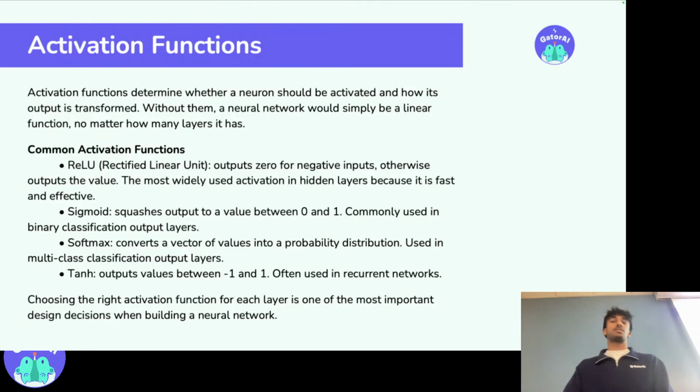So tanh, also the hyperbolic tangent, outputs values between -1 and 1. It's pretty less common for feed-forward networks today, but it's still used in recurrent architectures. One thing I would let y'all take from the slide is a rule of thumb: ReLU in hidden layers, softmax for multi-class outputs, and sigmoid for binary outputs.